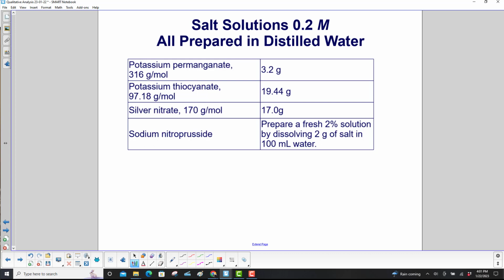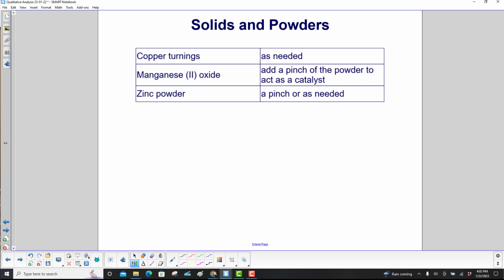And finally, the last four salt solutions at 0.2 molar. We have potassium permanganate, 316 grams per mole, 3.2 grams. Potassium thiocyanate, 97.18 grams per mole, 19.44 grams. Silver nitrate, 170 grams per mole, 17 grams. And sodium nitroprusside. Prepare a fresh 2% solution by dissolving 2 grams of salt in 100 milliliters of water.